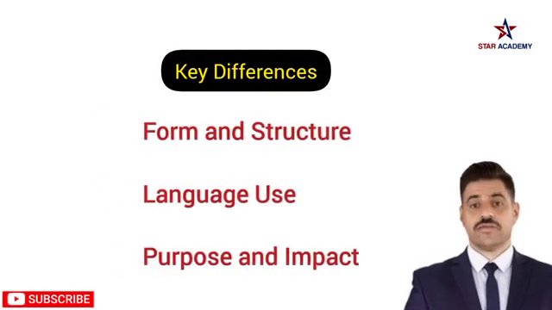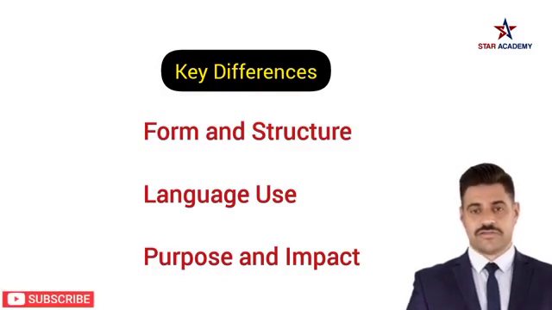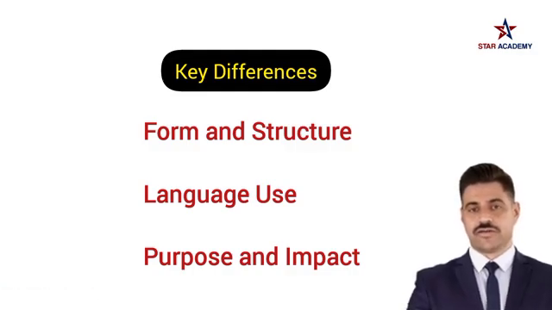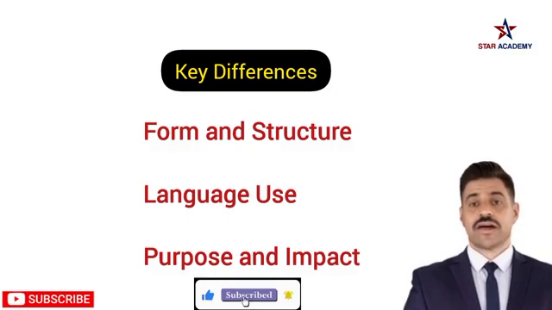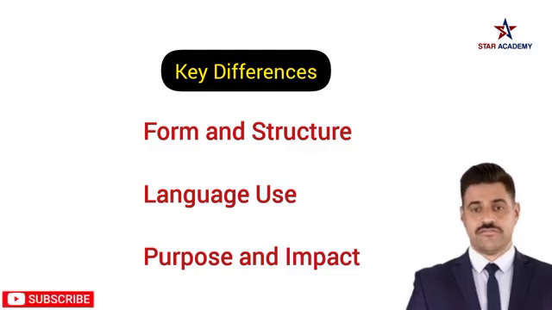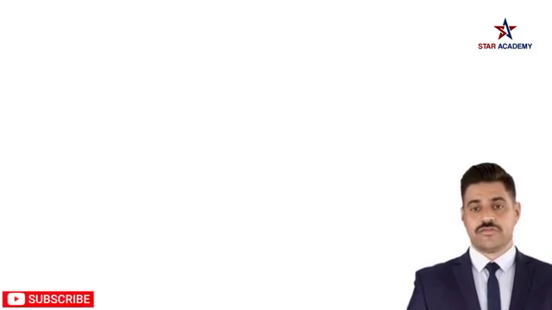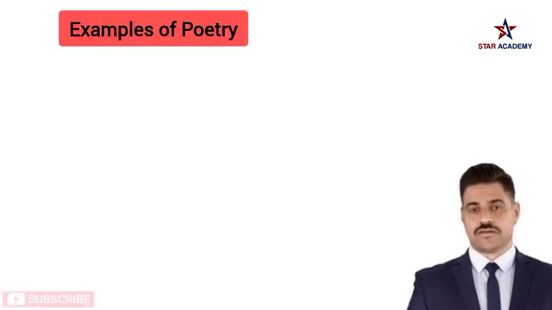Key differences: form and structure, language use, purpose and impact. Poetry and prose differ in form and structure, language use, and their overall purpose and impact. Understanding these differences can enhance our appreciation and interpretation of literary works. Examples of poetry. Let's look at some examples of poetry.